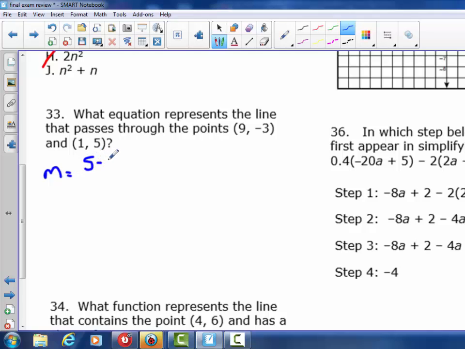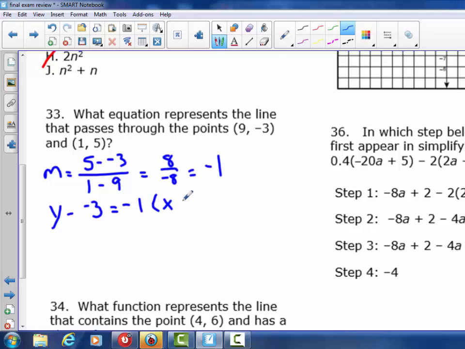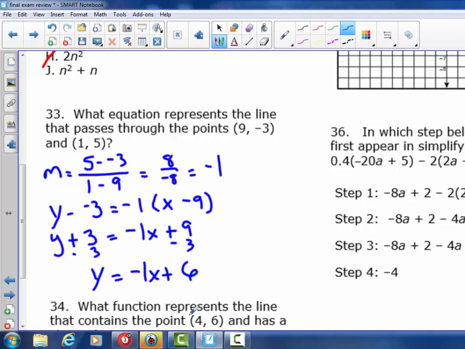So you'd say 5 take away negative 3 over 1 take away 9, and you'd get 8 over negative 8, which is negative 1. Then you could use your point slope formula, so y minus negative 3 is equal to negative 1 times x minus 9, which would be y plus 3 equals negative 1x plus 9. Subtract the 3, y equals negative 1x plus 6. Okay. You can also use your calculator.